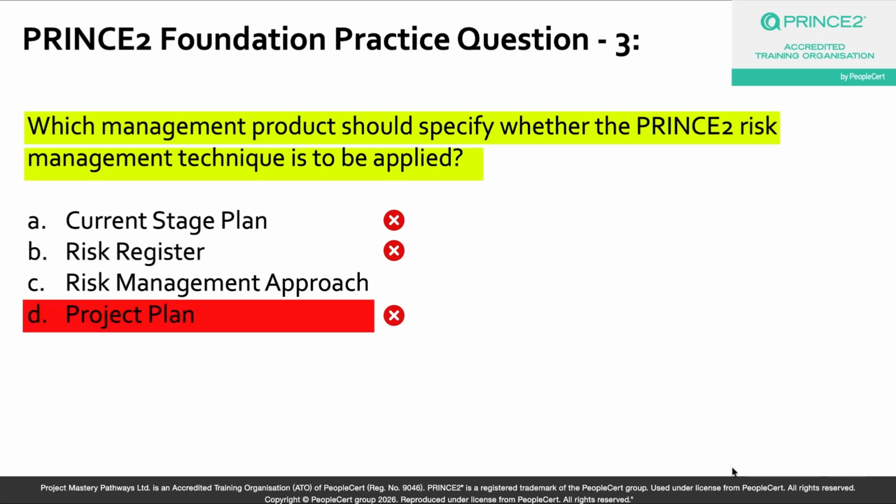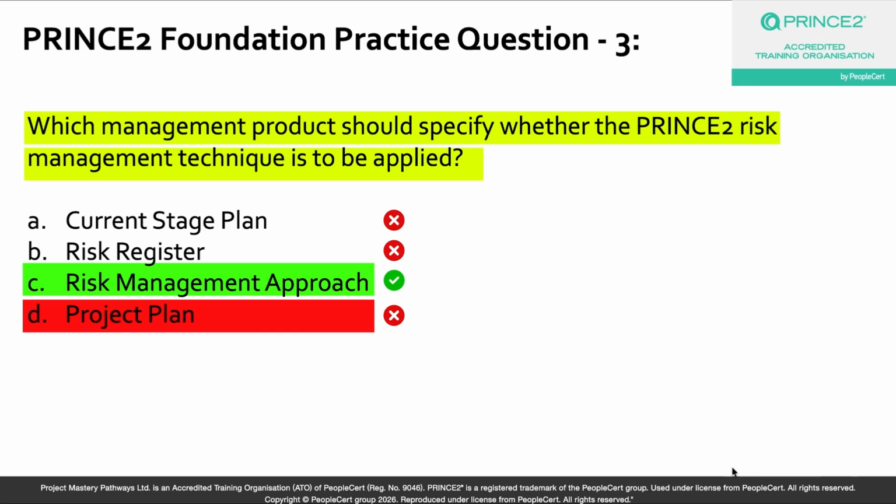And the correct answer to this question is option C, which is risk management approach. Because the risk management approach is the management product that describes exactly how risk will be managed on the project. And that includes the specific procedures, the techniques, the standards, and the responsibilities to be applied.